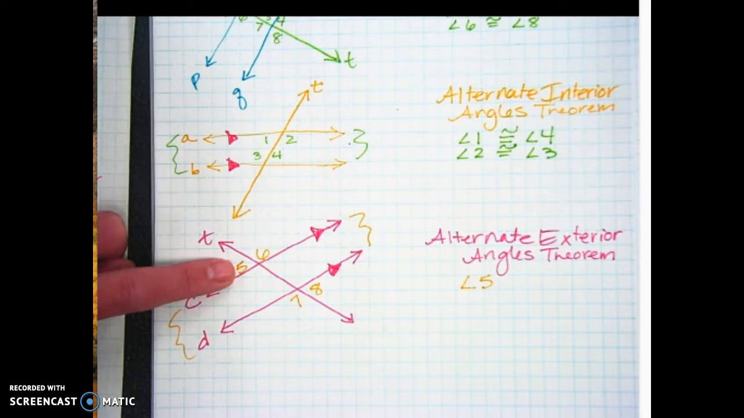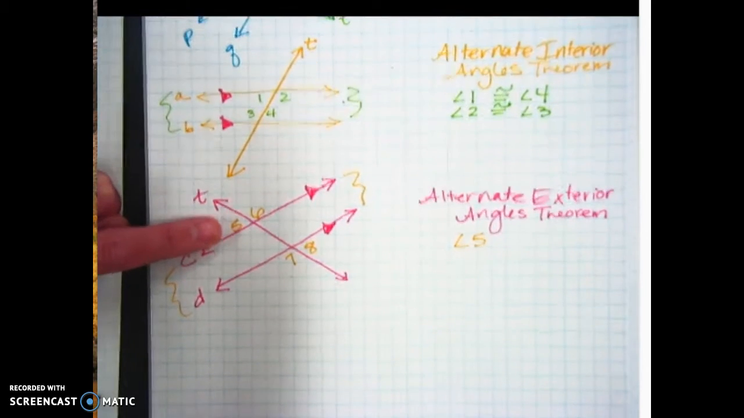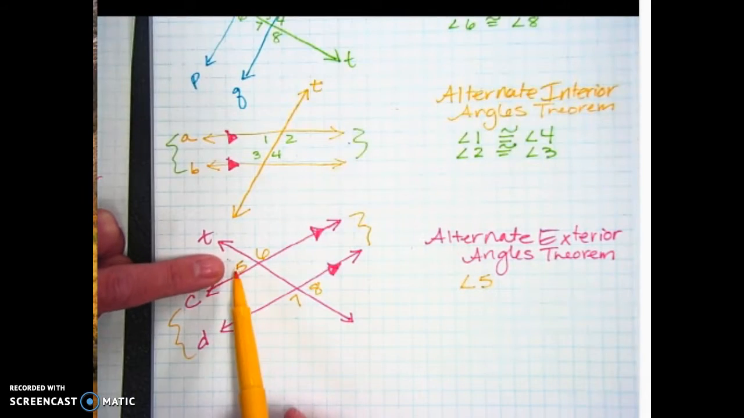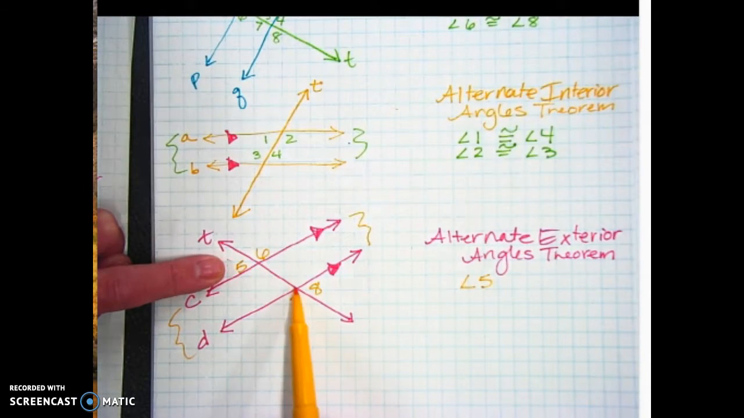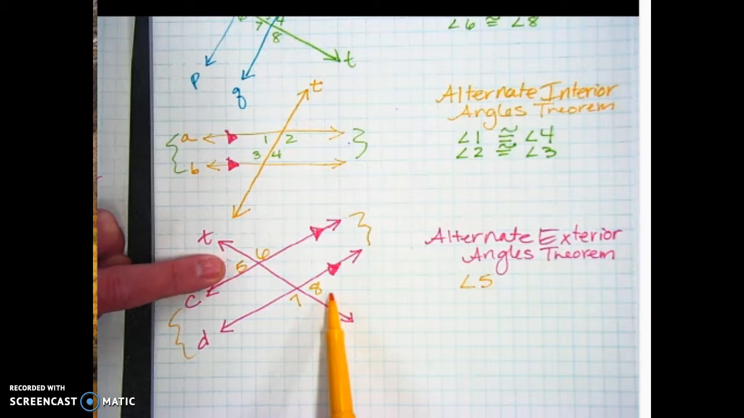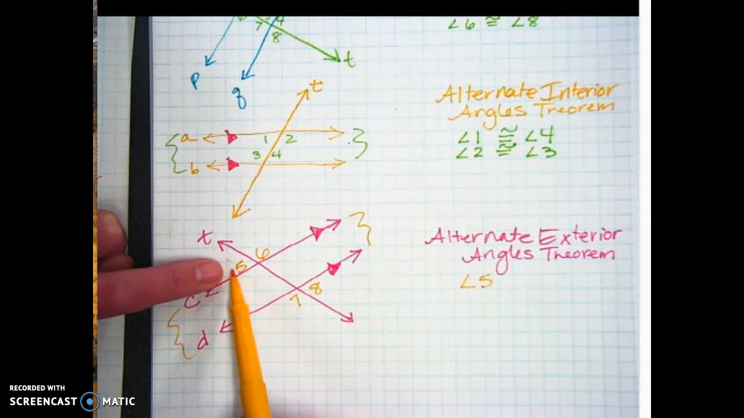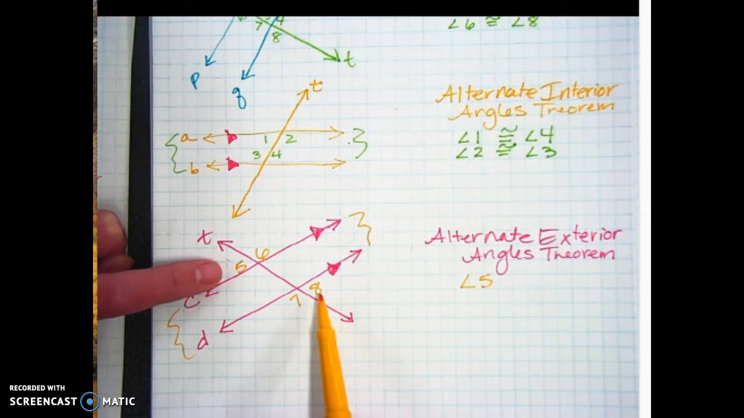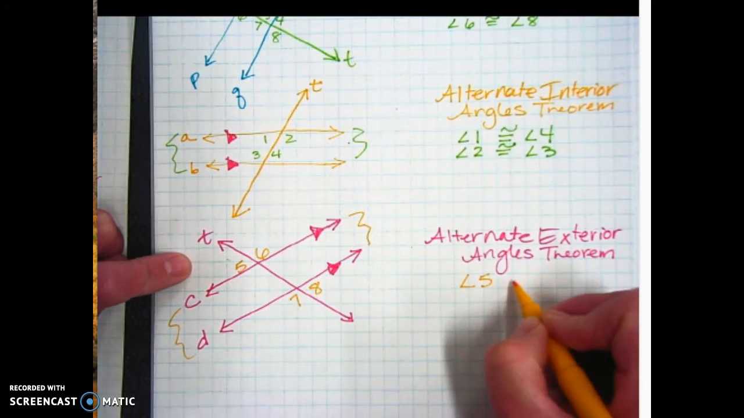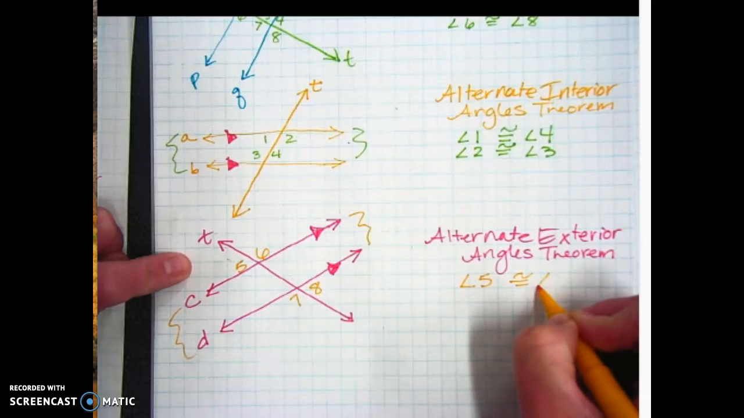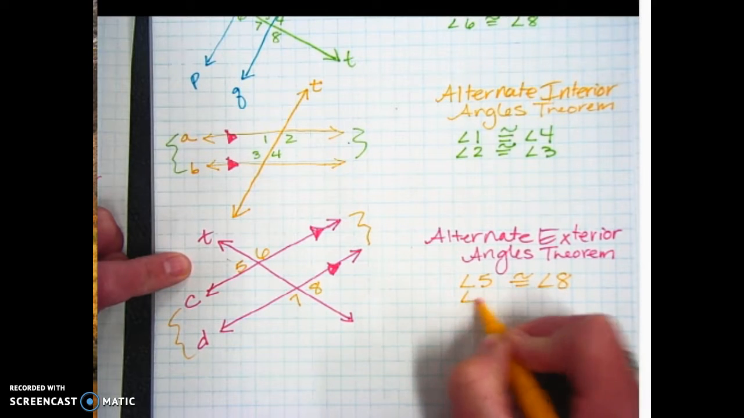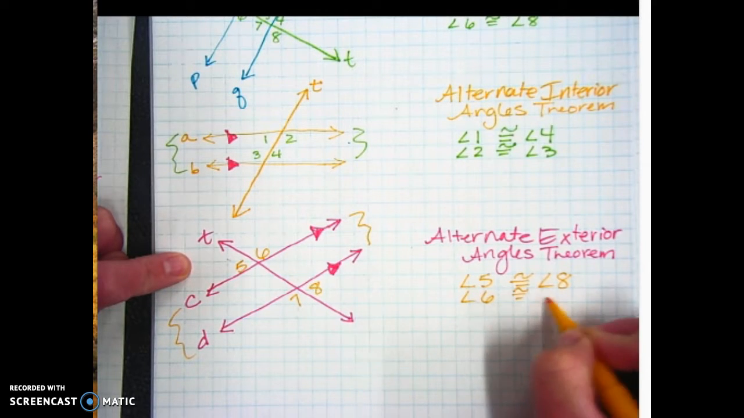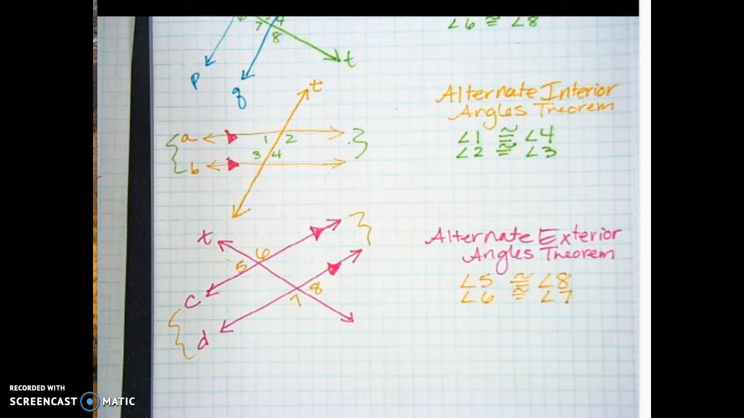All right. Here's angle 5. We're going to travel down that transversal. Which of these two is going to be the alternate exterior angle 8? And if you study 5 and 8, what do you think the relationship is between those two angles? They're congruent. So angle 5 is congruent to angle 8, and angle 6 is congruent to which one? 7. Okay?